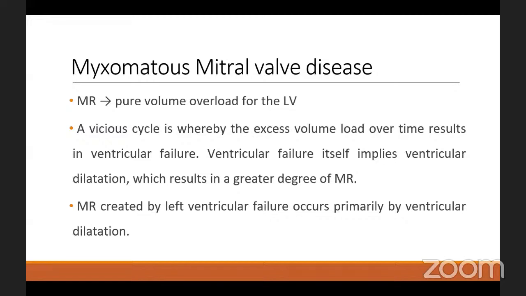For a quick pathophysiology, mitral regurg is a pure volume overload of the LV, and it's called a vicious cycle where the excess volume overload over time results in ventricular failure. And this ventricular failure will lead to annular dilatation, and this will result in a greater degree of MR. So MR created by left ventricular failure primarily occurs with ventricular dilatation.